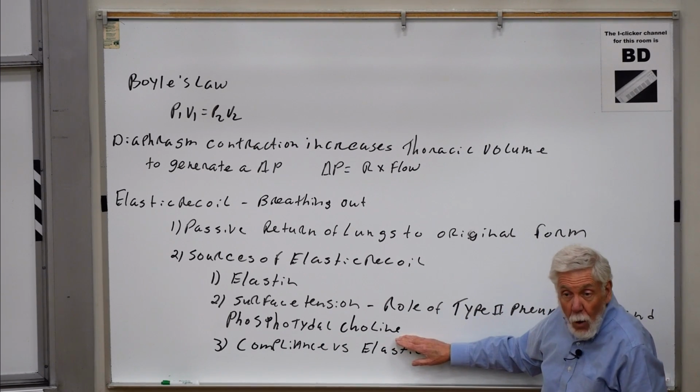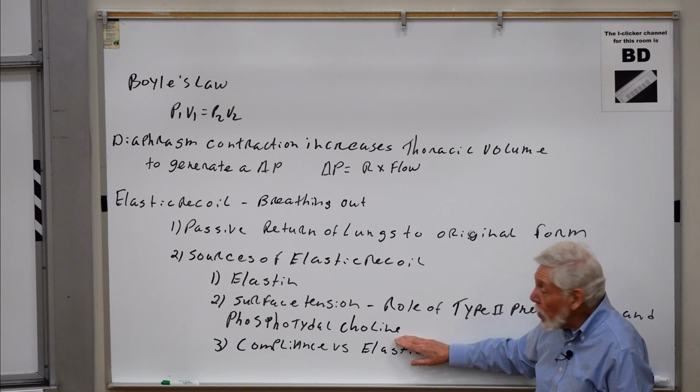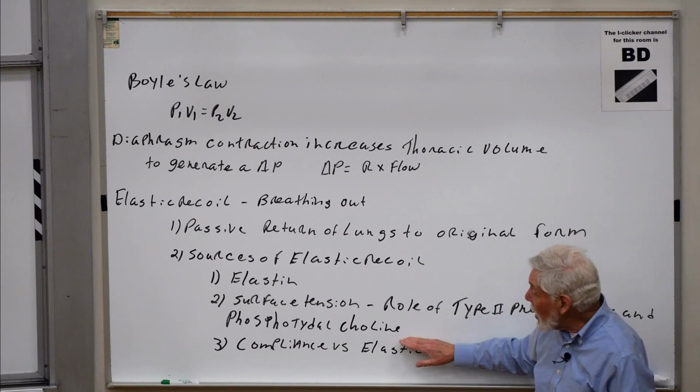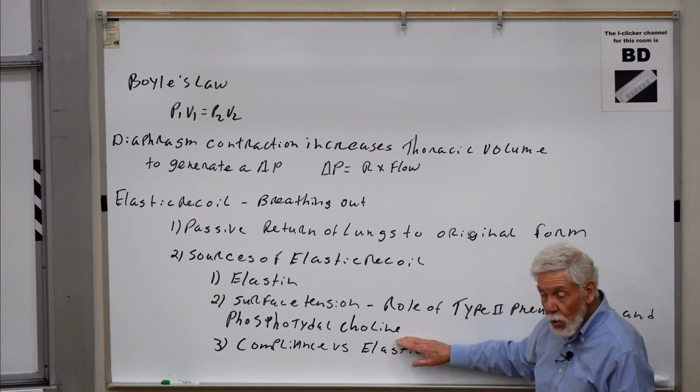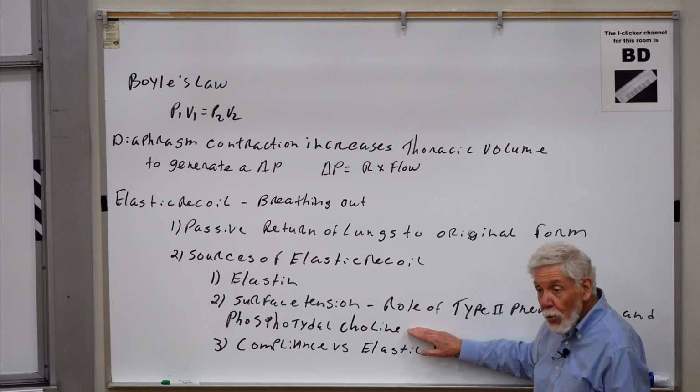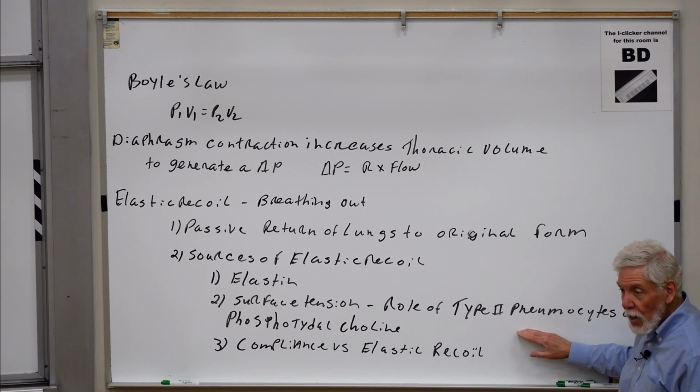You remember phosphatidylcholine is one of these classic phospholipids with a charged head and an uncharged tail. And what we'll see here is that these phosphatidylcholine molecules will insinuate themselves in between adjacent water molecules, break up their surface tension, and then reduce the surface tension.